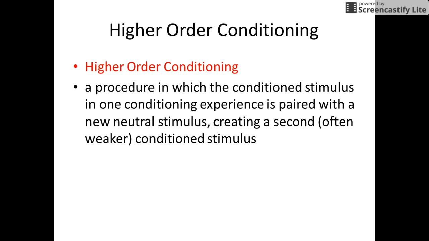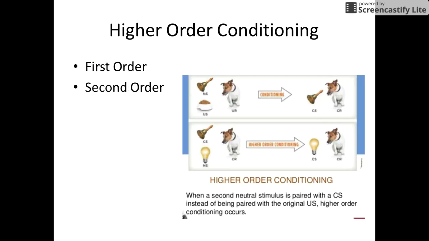And the last term you have is higher order conditioning. Higher order conditioning is a procedure in which the conditioned stimulus in one conditioning experience is paired with a neutral stimulus, creating a second, often weaker conditioned stimulus. So in our example here, the first order is obviously the bell with the dog. That was the first thing that was trained. But sometimes other stimuli get trained as well, and those are often known as the second order.